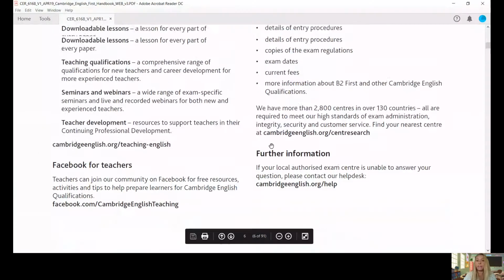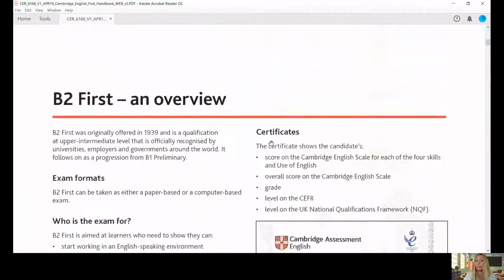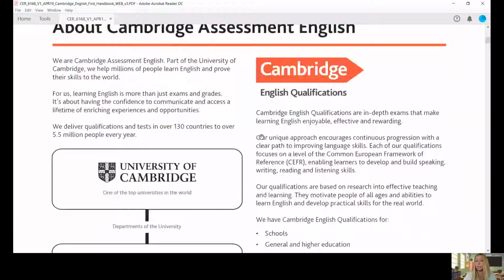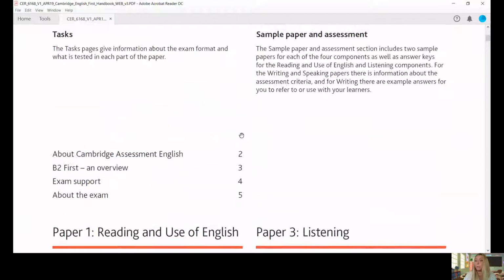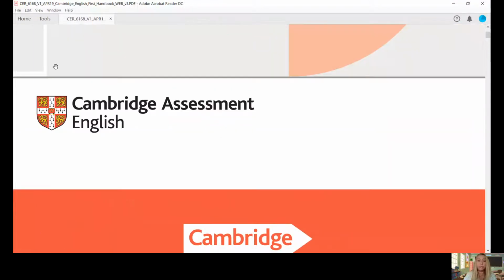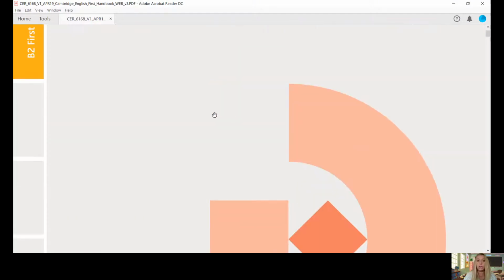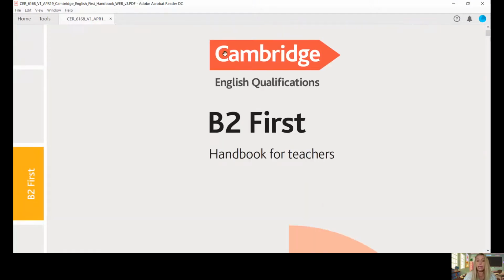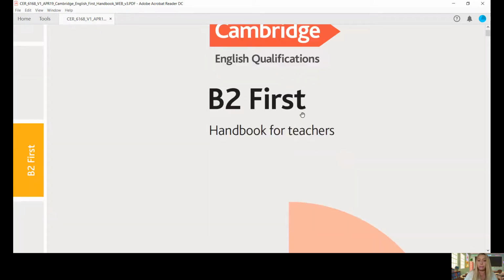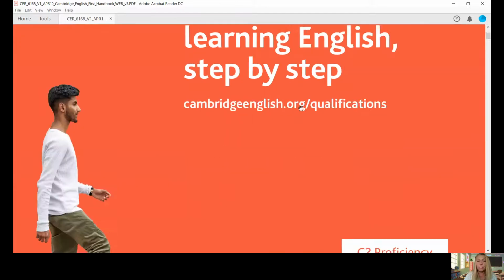Right, so this is the handbook. I can put a link to this handbook for you. It's easily available online, even if you just Google Cambridge assessment and you put first handbook, it will come up. And then you can download it and then you can use it. So here we are, B2 First, handbook for teachers, but you can look at it for yourselves as well.